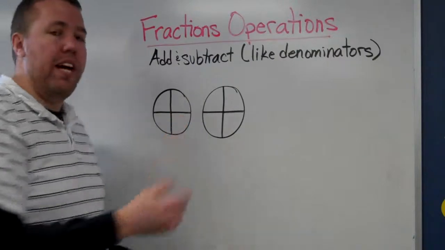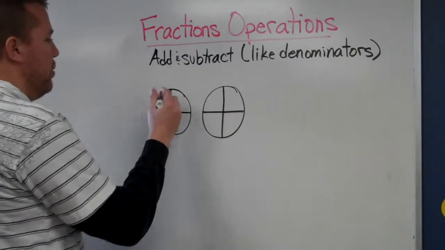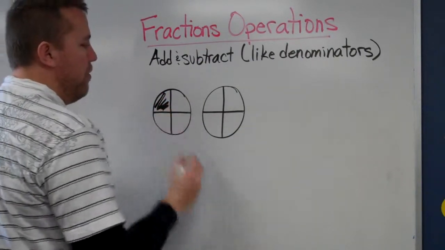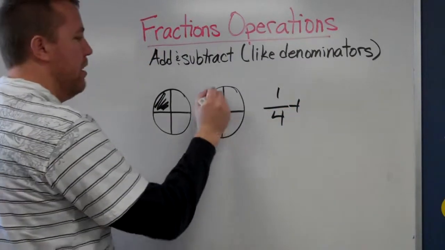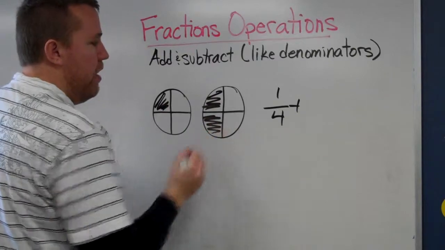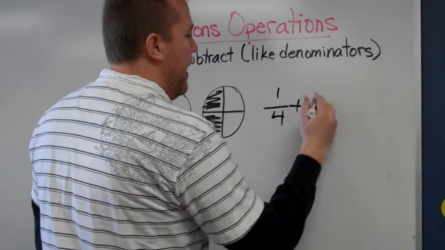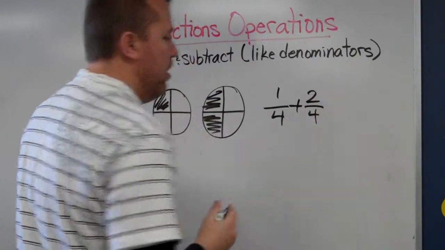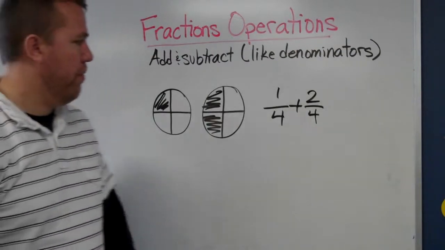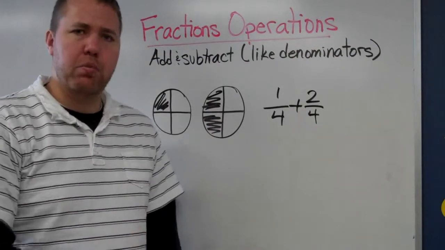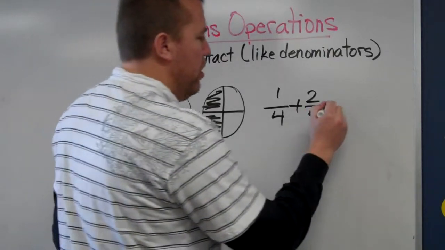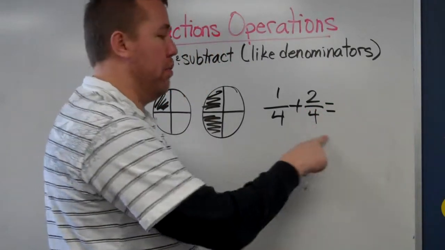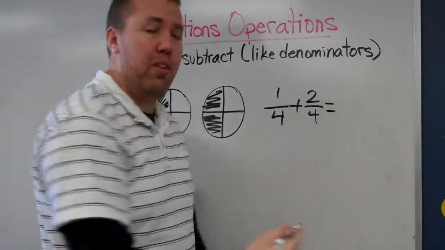So, look at this. We have our wholes divided into fourths. So we'll say we have 1/4 here, and I want to add to it, say, 2/4. So I add 2/4. Now, here's where we get trapped sometimes. We like to go ahead and add both of them. 4 plus 4 is 8. 1 plus 2 is 3.